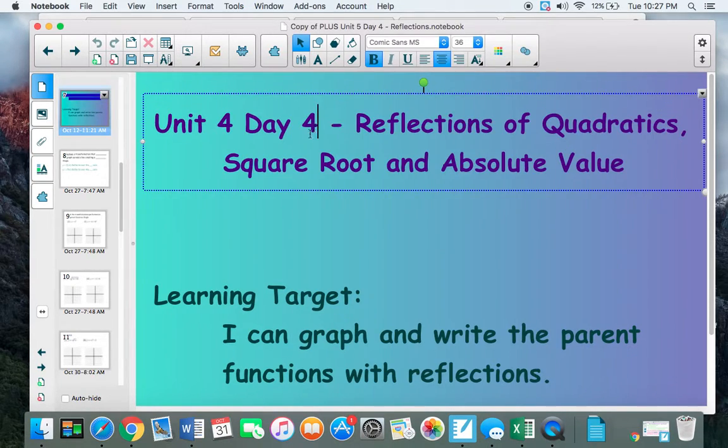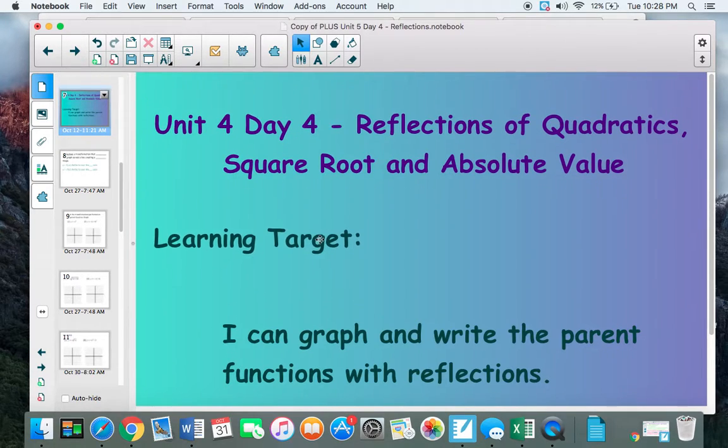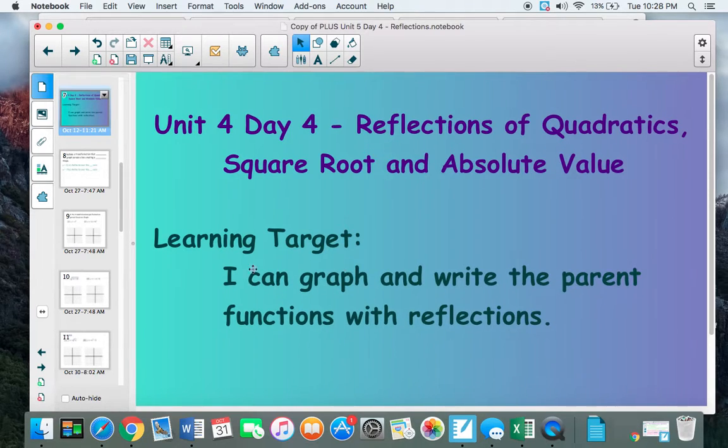Hello and welcome to Unit 4, Day 4, Reflections on the Quadratic, Square Root and Absolute Value. Today you'll be dealing with reflections of these functions, so you're going to be flipping them over the x and the y axis. So please grab your notebook or some graph paper if you need some to complete the rest of these together.